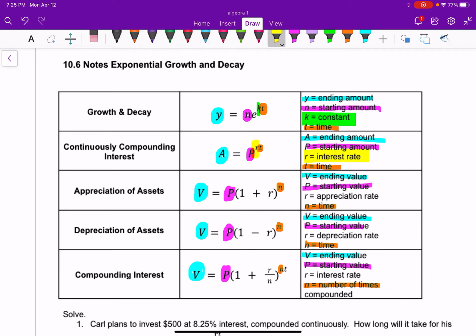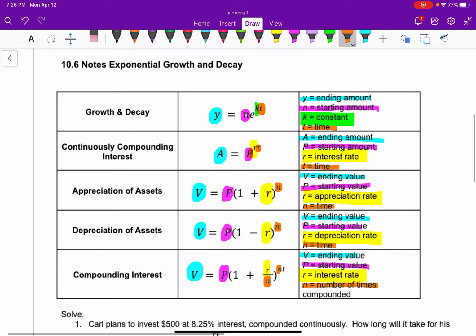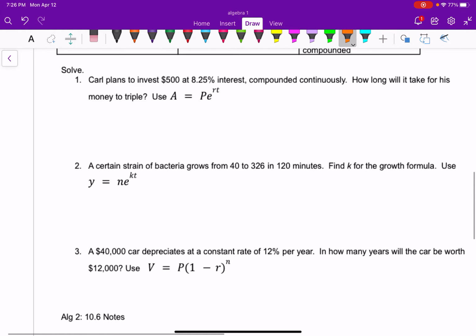Now remember, you do have to change that to a decimal. We talked about that in Algebra 1. You can't just put it in as a number. You have to put it in as a decimal. So make sure you look for that and know how to do that. E we already know. So that's kind of where you'll see everything. So let's look. This is exactly how the problems are going to appear.